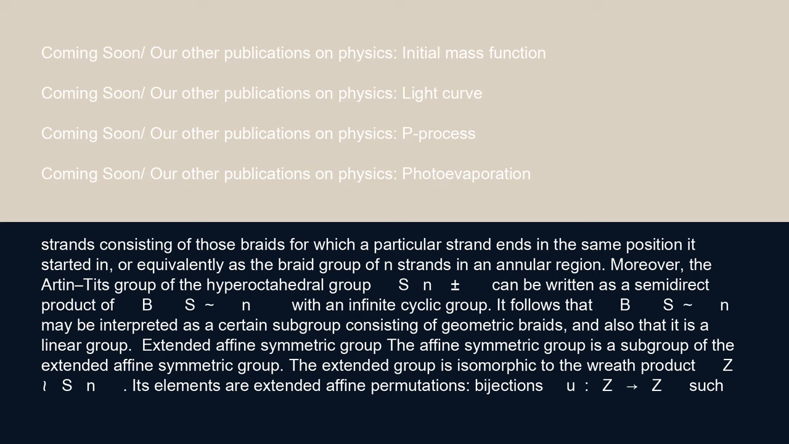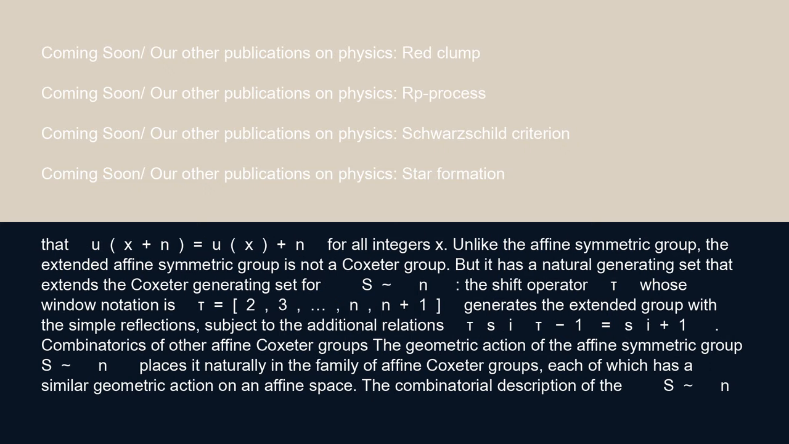Extended affine symmetric group. The affine symmetric group is a subgroup of the extended affine symmetric group. The extended group is isomorphic to the wreath product Z wr S_n. Its elements are extended affine permutations, bijections u: Z to Z such that u(x+n) = u(x)+n for all integers x. Unlike the affine symmetric group, the extended affine symmetric group is not a Coxeter group, but it has a natural generating set that extends the Coxeter generating set for S_n.